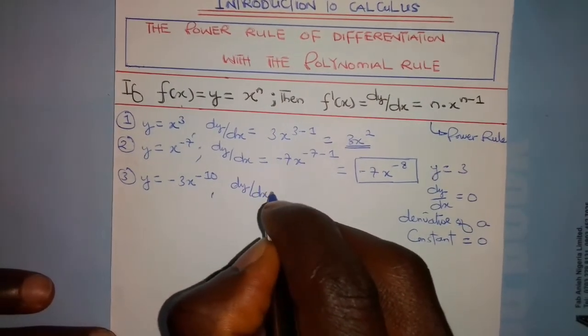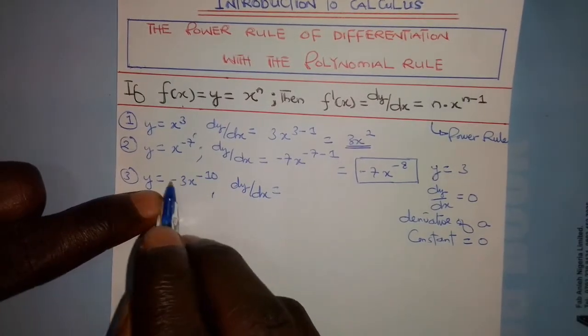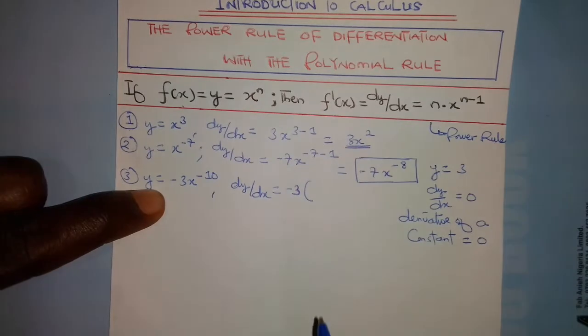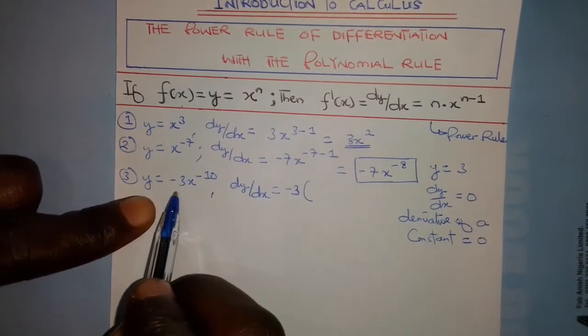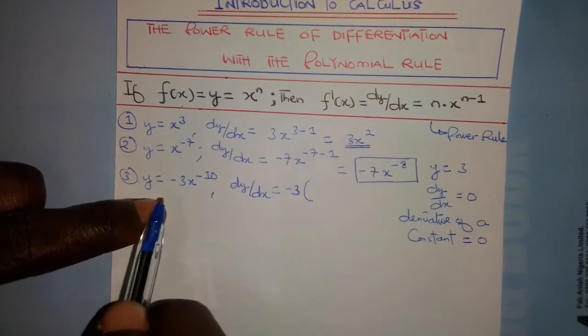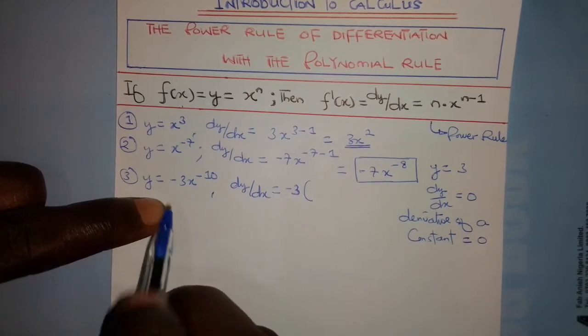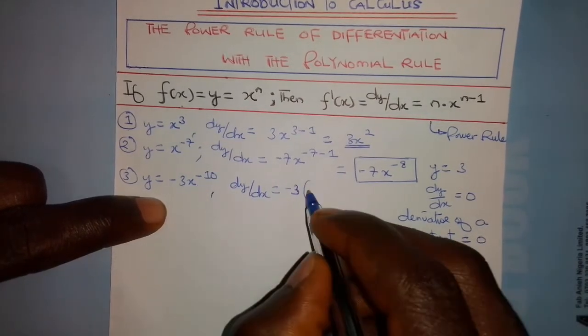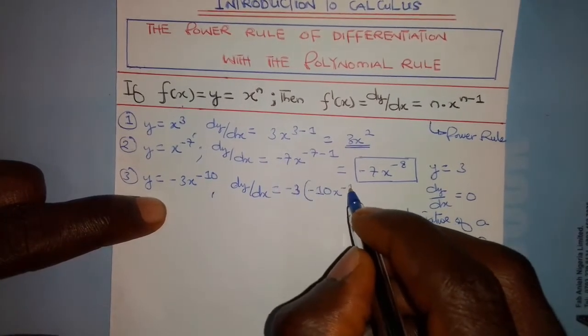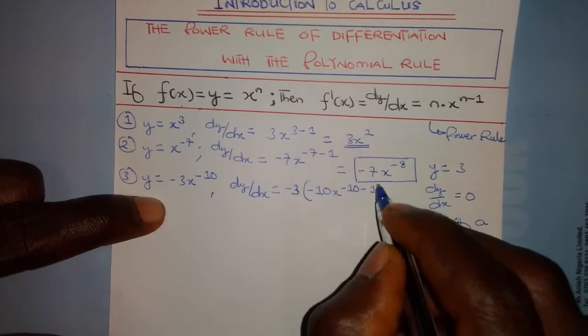So our dy/dx in this case, you just make the minus 3 to be outside the bracket in which you perform your differentiation. So actually the coefficients of terms in a function don't actually participate in the differentiation, you always keep it outside. So it is the minus 10 I'm to bring down, then subtract 1 from the minus 10.